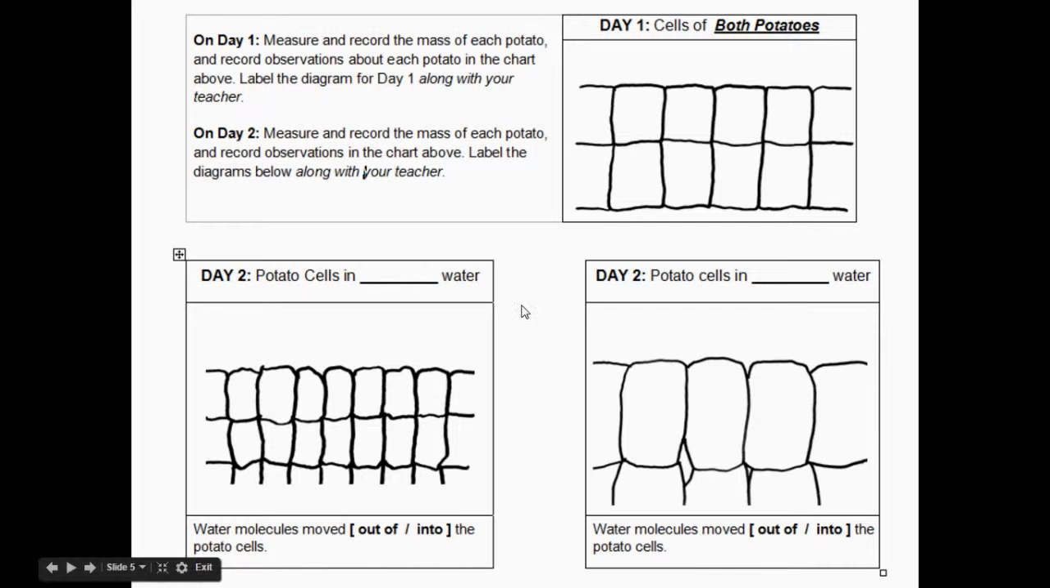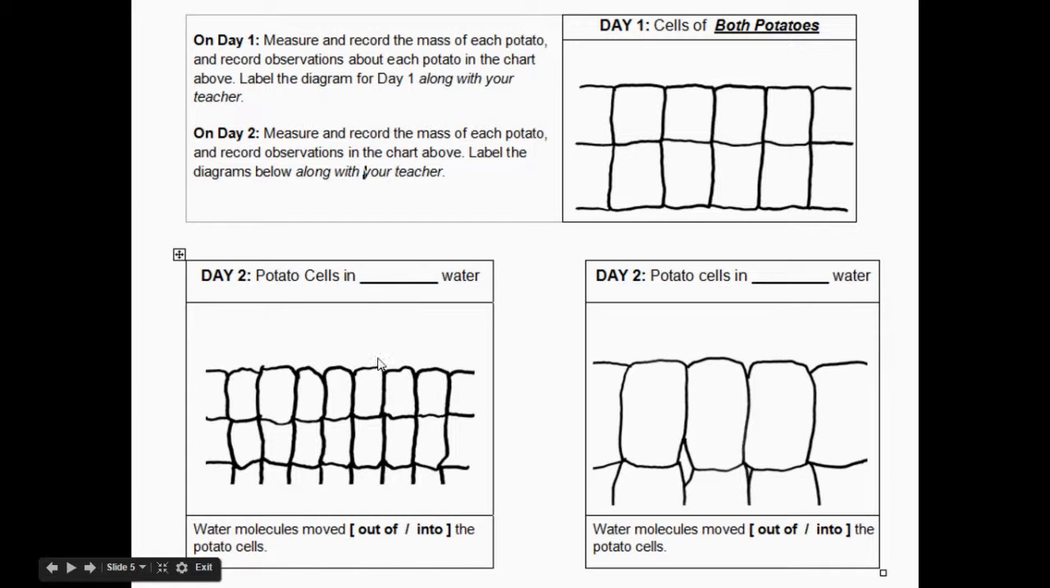So now we're going to fill in some diagrams to help explain what happened. Right here, this represents the cells of both pieces of potato. Okay, the cells started out like this. Those plant cells, kind of boxy. That's what they looked like.